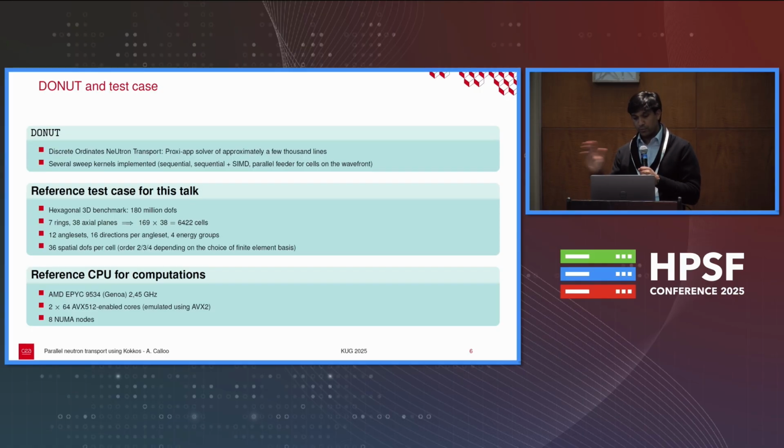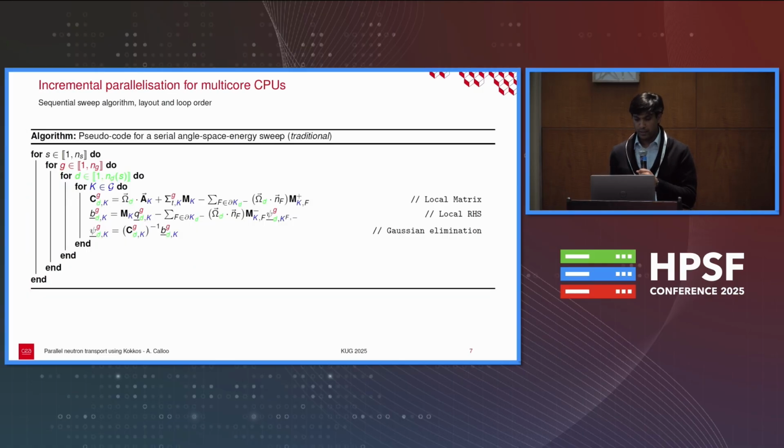The reference case we're going to see here is not too big, and this is going to explain some of the performance we have afterwards. It's 180 million DOFs. For CPUs, we're going to look at AMD Genoa CPUs. I didn't talk about GPUs here. The GPU we're going to look at is one GPU, an H100.